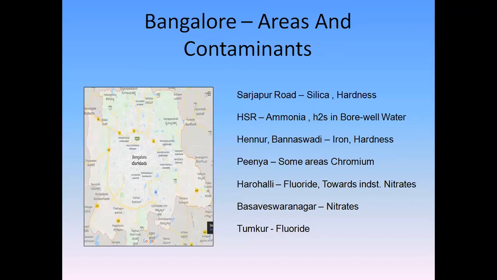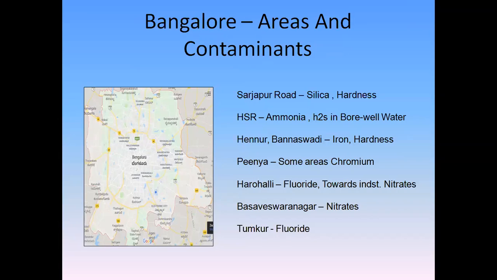For example, there is silica. Silica can be reactive or colloidal silica; both types of silica are possible. On Sarjapur Road, we have a few cases of high silica and hardness in the water. In HSR Layout, we have ammonia and hydrogen sulfide in the borewell water. In the Hennur region, we have noticed high iron in the water, so it is yellowish color water with high hardness. So apart from TDS, these are other contaminants which I'm talking about.